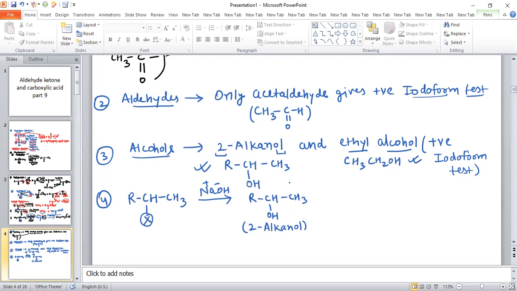And we know 2 alkanol gives a positive iodoform test. So this alkanol basically gives a positive iodoform test.